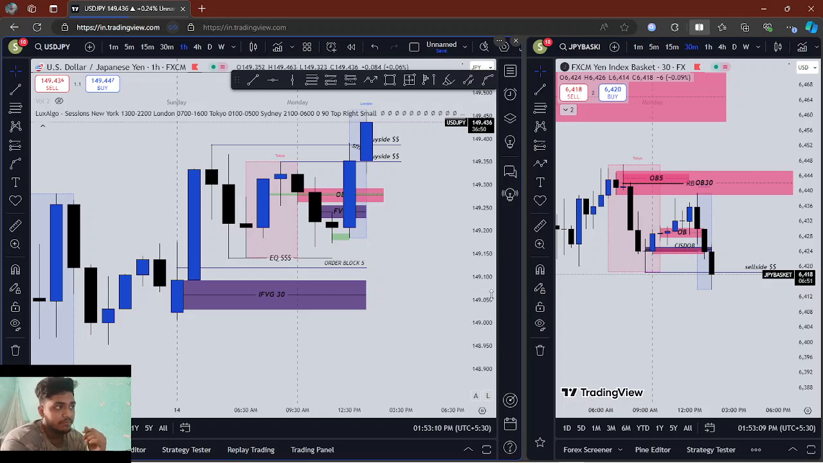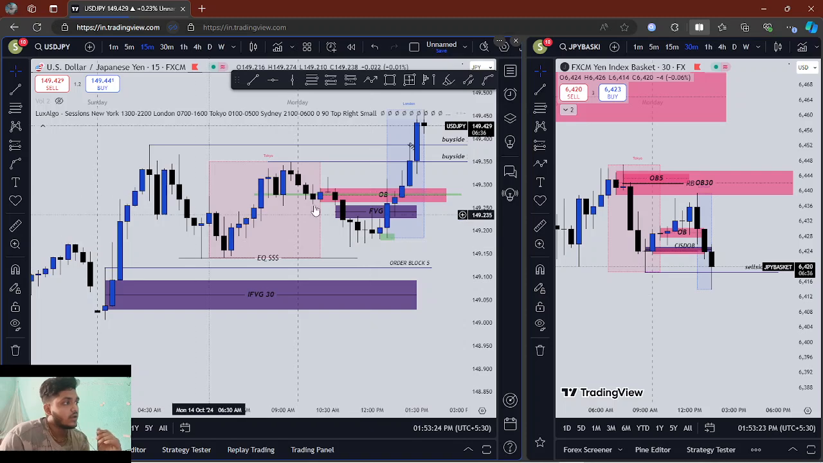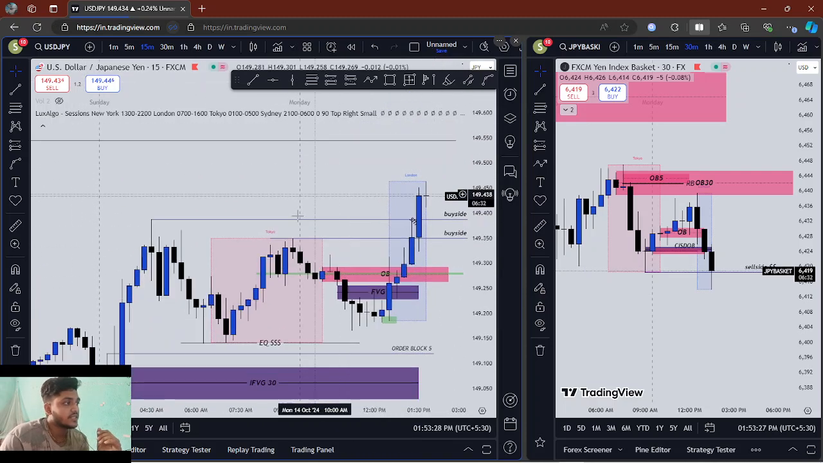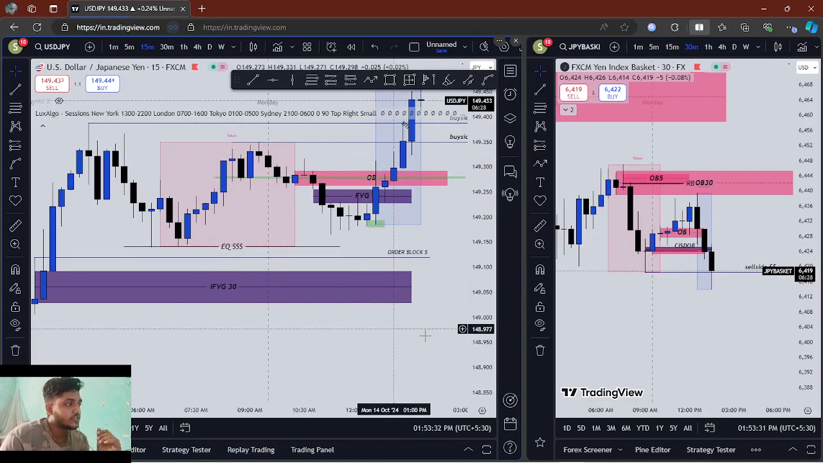I don't set a bias. I just mark out my points of interest on the 30 minute and 15 minute, and refine them all together. So I refined all of my points of interest. I had these targets, buy side liquidities, and I had this order block in the 5 minute time frame, and the IFVG in the 30 minute time frame.